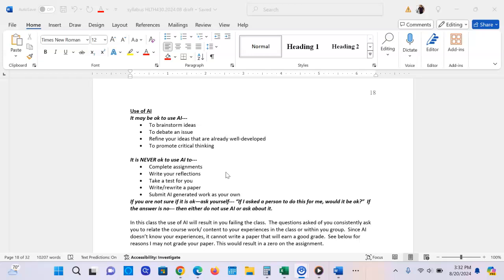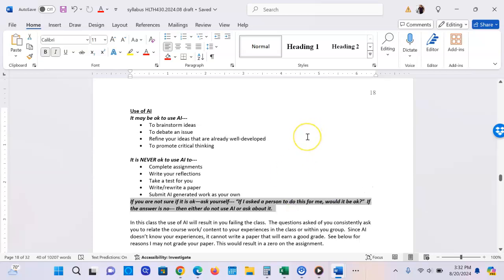It is part of the assignment. But here is the question to ask yourself. If you're not sure if you should be using AI, you should ask yourself, if I asked a human being to do this, would it be okay?